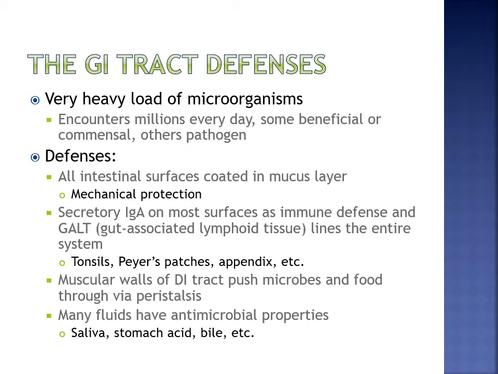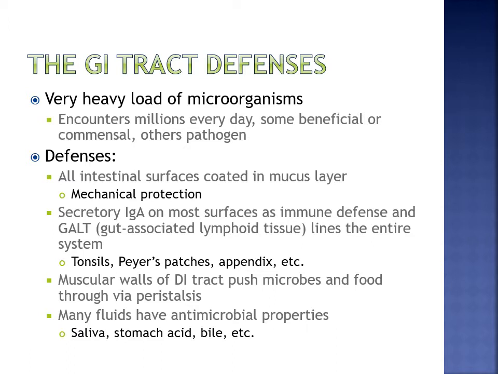We also have muscular walls that surround most of the digestive system and go through peristalsis, or basically this kind of forward pushing movement. That's mostly to help us push food through the digestive tract, but it also helps push microbes along so they don't sit in one spot for too long and get a chance to take hold in any one area. At the same time, a lot of those fluids dumped in by the accessory organs, those digestive fluids and enzymes, have antimicrobial properties.